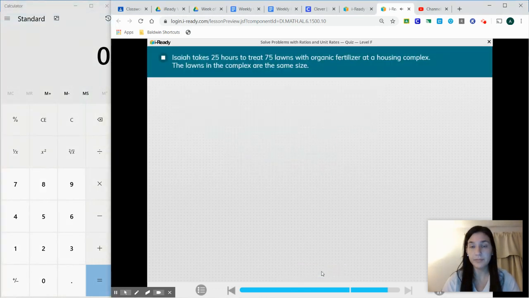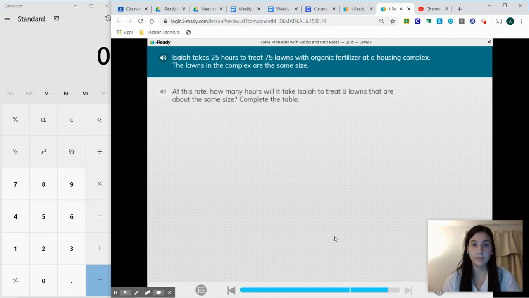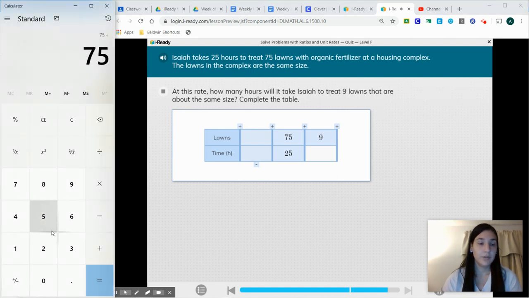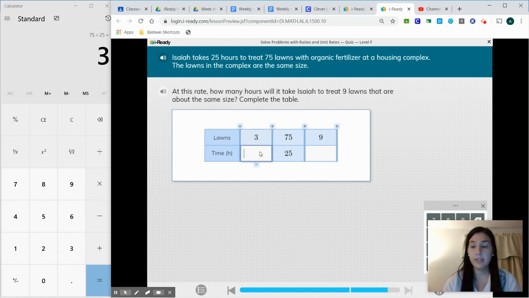Isaiah takes 25 hours to treat 75 lawns with organic fertilizer at a housing complex. The lawns in the complex are the same size. At this rate, how many hours will it take Isaiah to treat 9 lawns that are about the same size? Complete the table. When we did 75 divided by 25, we get 3. So we know there are 3 lawns in 1 hour. Now, to get from 3 over to 9, we multiply by 3. So we do 1 times 3, and we know that it will take them 3 hours to do 9 lawns.